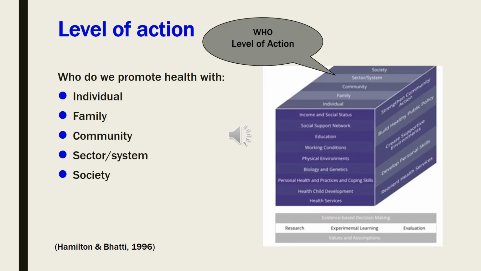So the next part of the population health promotion model is the level of action. So who do we promote health with? And there can be health promotion on multiple levels: individual, family, community, sector or system, or society.